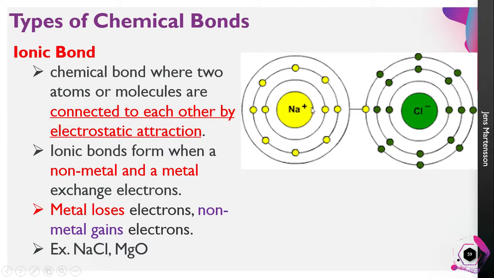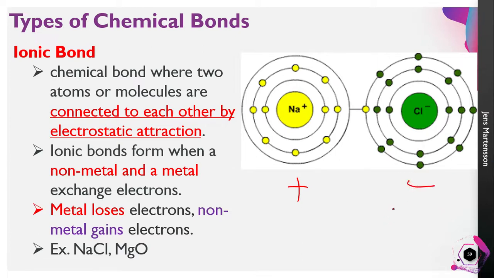So here, they form a bond because of electrostatic attraction. As you can see here, after sodium donates its one electron to chlorine, sodium now has a positive charge. Since sodium lost one electron, it now has more protons compared to its electrons, so it has a positive 1 net charge. Chlorine, because it received or accepted an electron, now has more electrons compared to its protons, that is why it has a net negative charge.